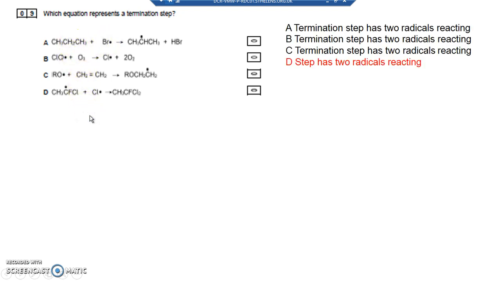Question 9. Which equation represents a termination step? So immediately it's D, because you have to have two radicals coming together in a termination step. And on the left hand side, A, B and C don't have two radicals coming together as two reactants. So your answer is D.